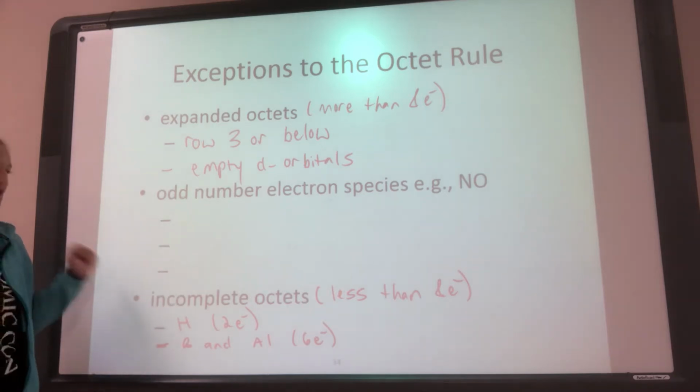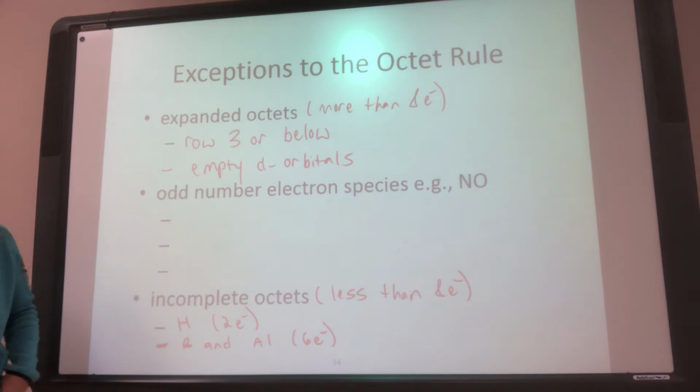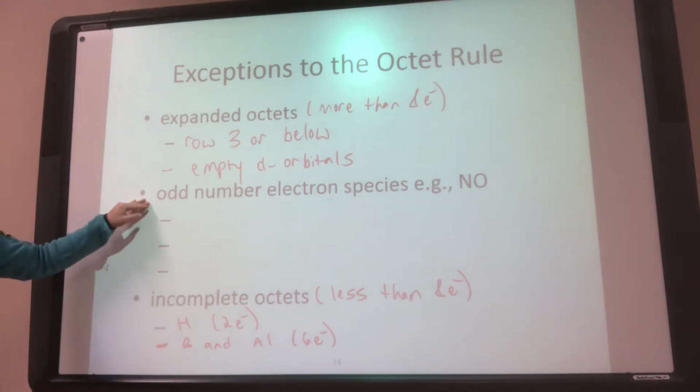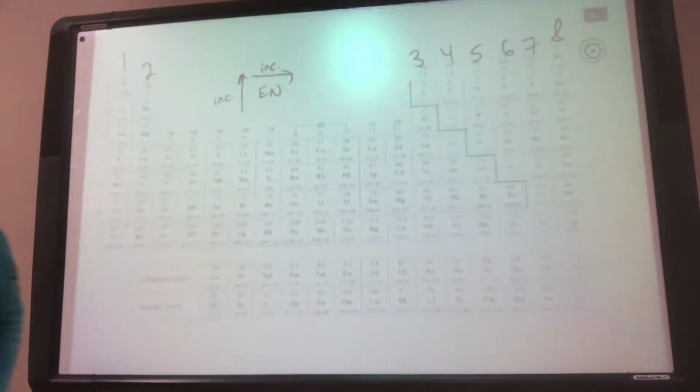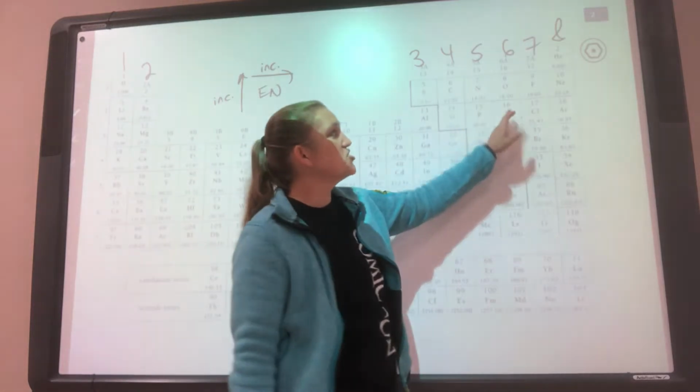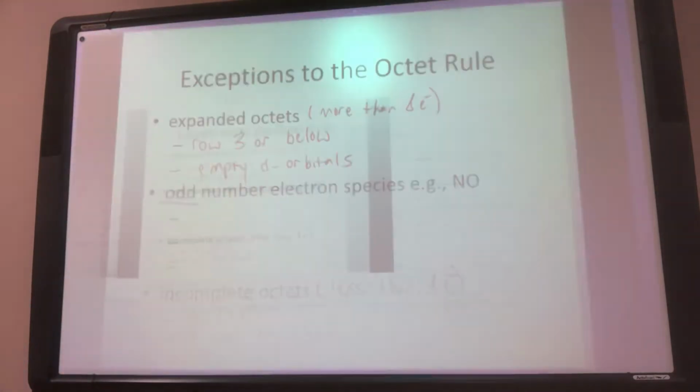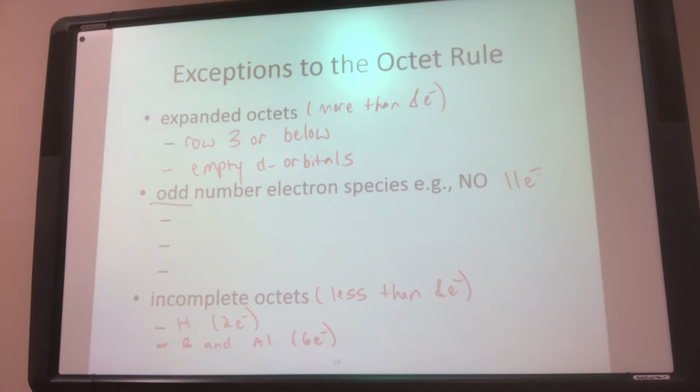Now, this one we haven't done: odd number. That means when we total them up, they're going to have an odd number of electrons. An example would be NO. N has 5, oxygen has 6, for a total of 11 electrons. So it has an odd electron. These molecules will have one unpaired electron, just one electron chilling, okay?